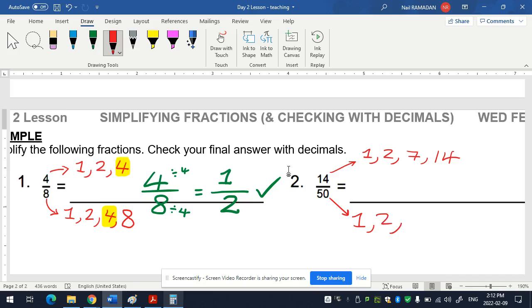Do you think 3 works? 5 plus 0 is 5. 5 does not divide 3. Do you think 4 works? Nope. That gives you 12 and a half. Sorry. Does 5 work? Yep. 5 it is. How about 6?